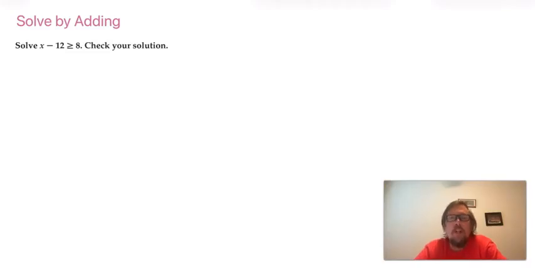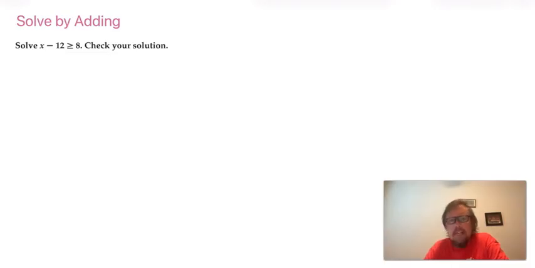We've spent some time learning how to solve equations, and now we're going to learn how to solve inequalities. Luckily, the process by which we solve inequalities is very similar to solving equations. In fact, we use a lot of the same properties. For example, this inequality right here, x minus 12 is greater than or equal to 8.